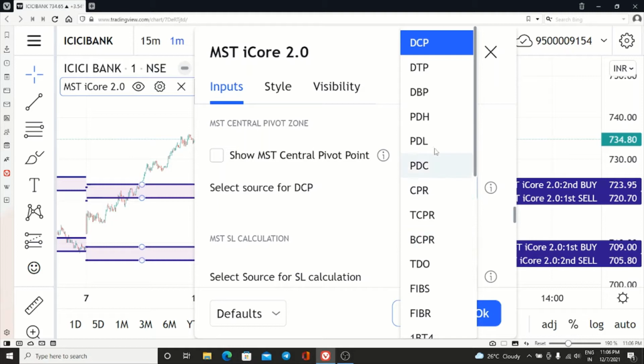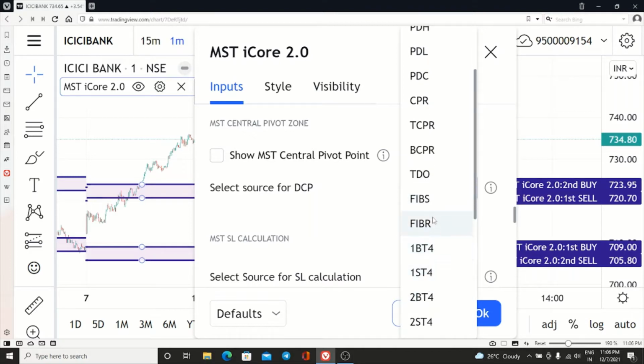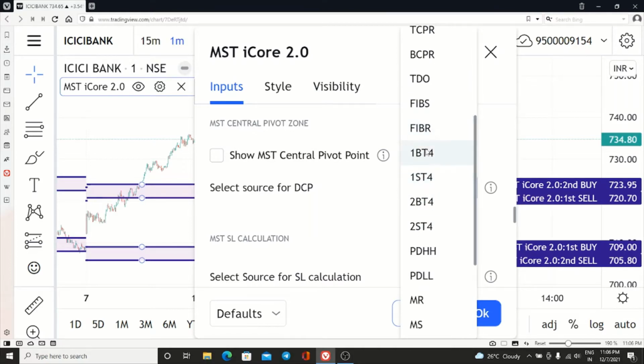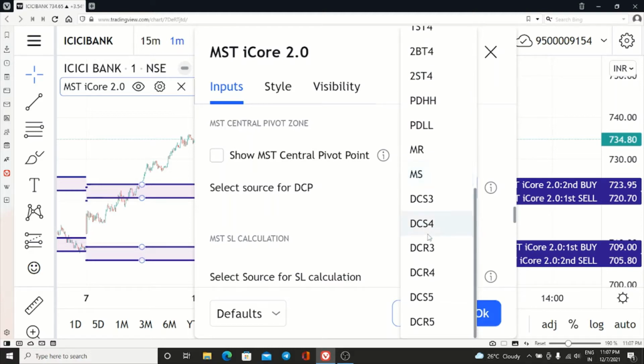Here we have given various options like previous day high, previous day low, previous day close, CPR, top CPR, bottom CPR, today open, Fibonacci support, Fibonacci resistance, then extra targets like first buy extra target, first sell extra target, fourth target, second buy fourth target, second sell fourth target. So likewise we have given.